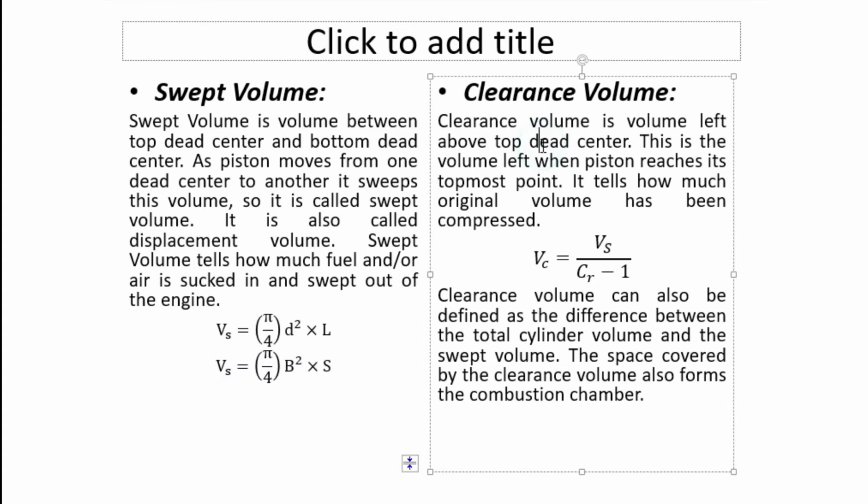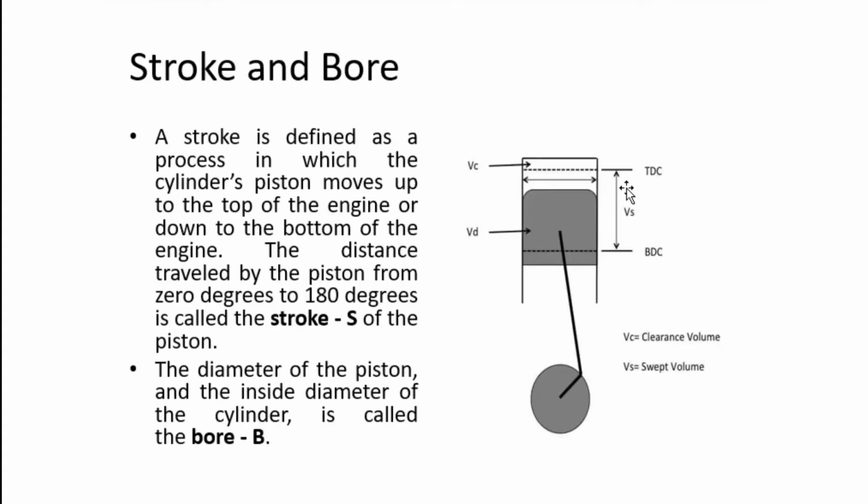Now coming towards the clearance volume, what is the clearance volume? So students, clearance volume is the left over volume that is above the top dead center. Again, coming towards the figure, you can see here that this VC is our clearance volume, because it is a volume that is left above the top dead center, and this is the volume left when the piston reaches its topmost point, and it tells us how much original volume has been compressed.